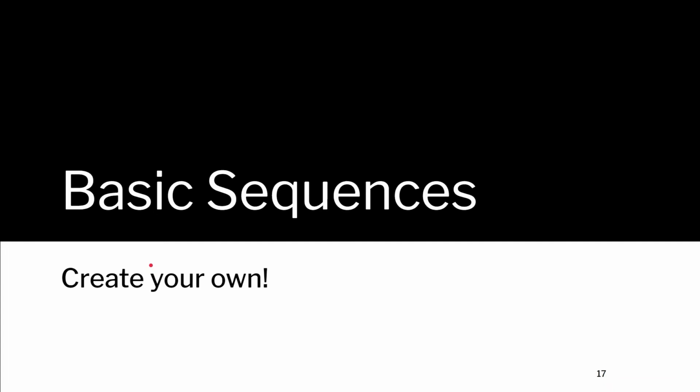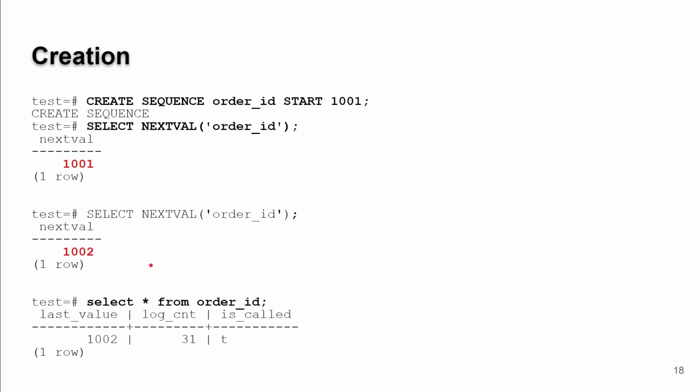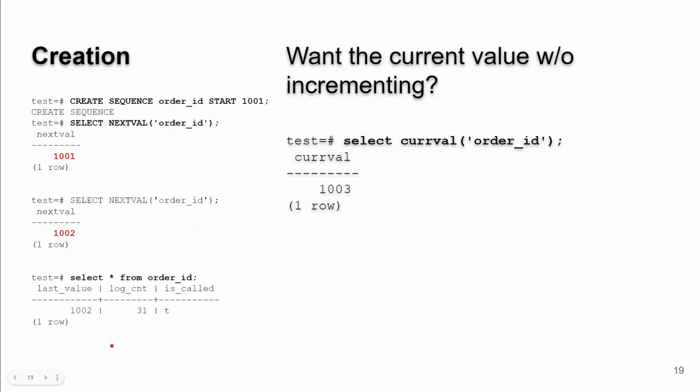So, basic sequences. Yes, you can create your own, and they don't need to be tied to a table. This is something much different than the auto-increment. If we want to create a sequence, we're going to call it order ID, and we're going to start at the value of 1001. If we select the next value of order ID, remember it's starting at 1001. There's our 1001. We want the next value. We get 1002. Now, if we check the data in that sequence, we can see that that is now set to 1002.